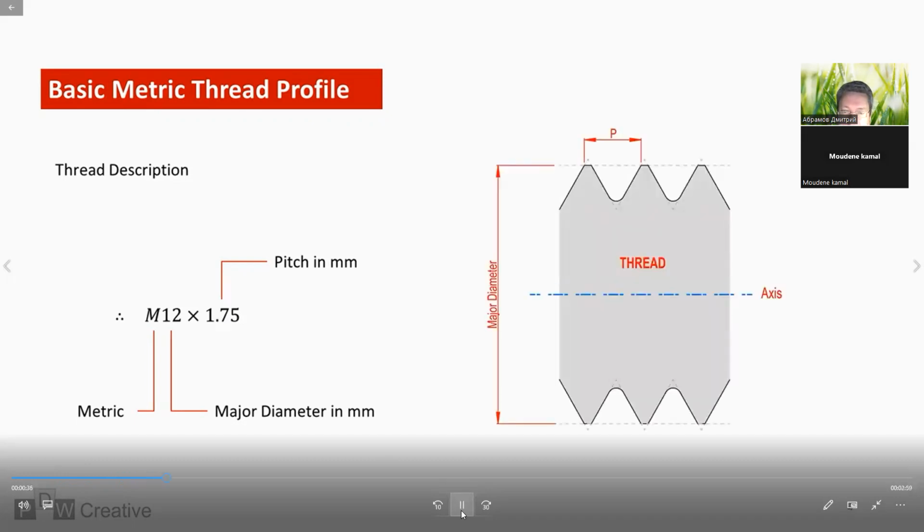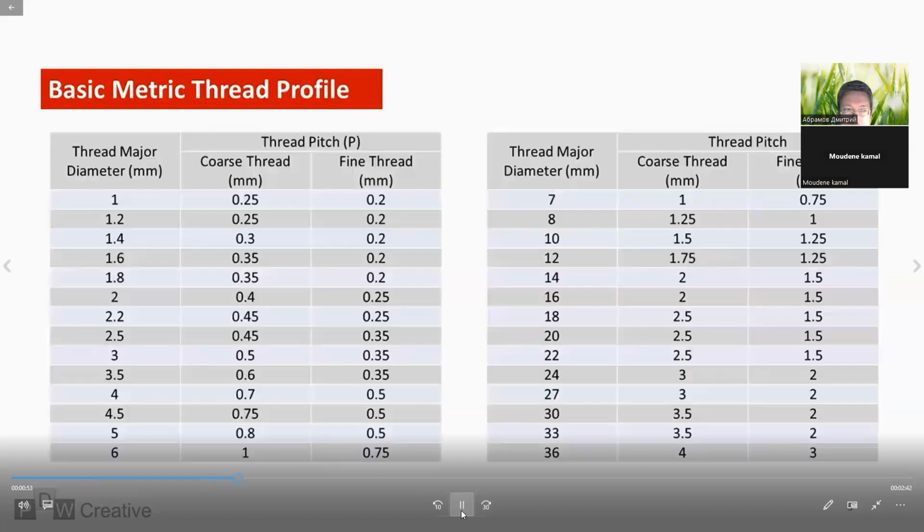The important part to know is that the major diameter refers to the largest diameter of the external thread. External, meaning the screw or bolt, and the pitch, P, is the distance between one tooth section focal point and the next corresponding point on the next tooth. International standards such as ASME B1.13M detail widely accepted thread diameter and pitch combinations. Here, I'm showing some of the most common coarse and fine type pitches for major thread diameters up to 36 millimeters.